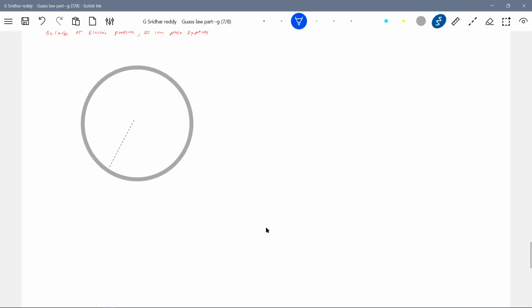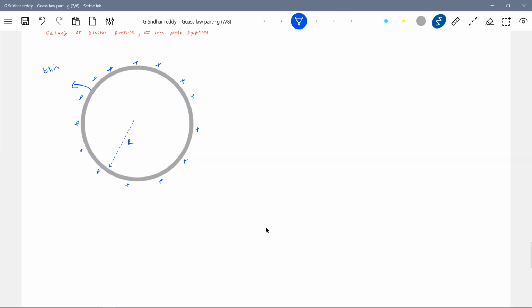Okay, there's a thin shell, a thin charged shell where charge is present here. I really want you to think. What will happen to this shell? Will it expand or contract?